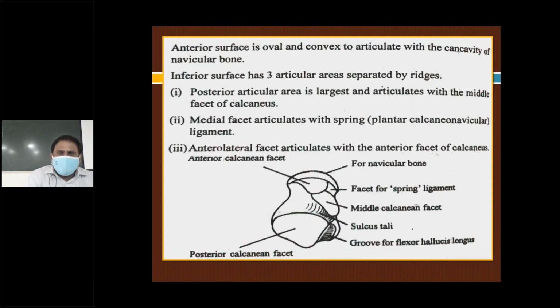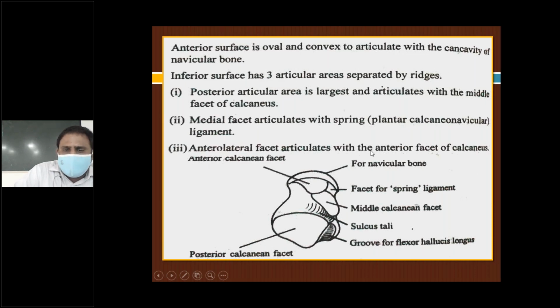The anterior surface is convex and articulates with the cavity of the navicular bone. The inferior surface has three articular areas separated by ridges. The posterior articular area is the largest and articulates with the middle facet of the calcaneus. The medial facet articulates with the plantar calcaneonavicular ligament, the spring ligament. It is a spring structure, a cushion-like medial facet that articulates with the spring ligament.